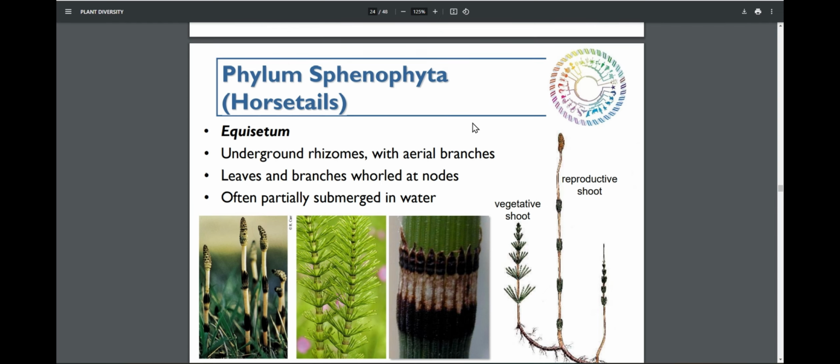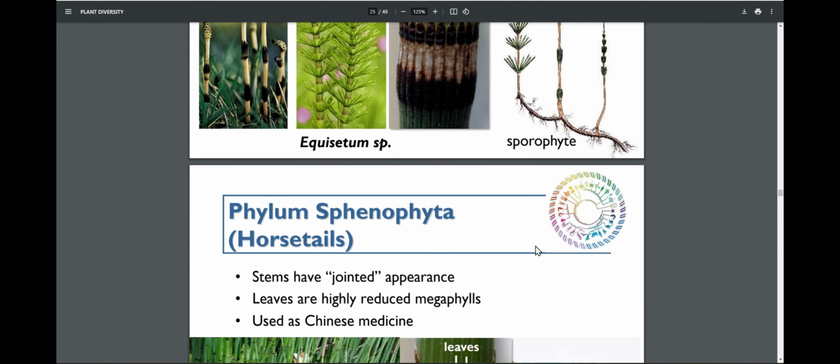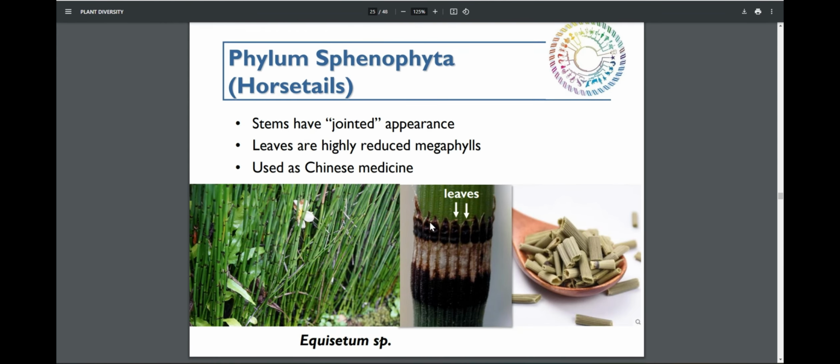Right, so horsetails actually got their name from this structure, the strobilus. This part looks like a tail, but this part might also look like a tail. You can see these green little things here. They may look like leaves, but they're not leaves. Those are actually stems. They are photosynthetic stems. Now, where did the leaf go? The leaves are here. These are the leaves. Interestingly, they are highly reduced megaphylls.